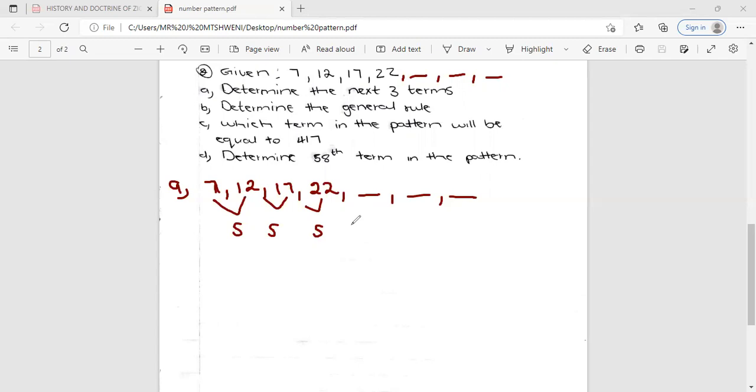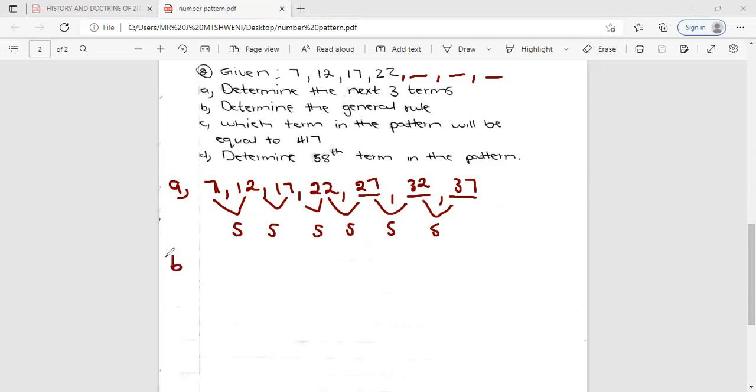So now you say 22 plus 5, then you find 27. 27 plus 5, then you find 32. 32 plus 5, then you find 37. Then you'll be given approximately 3 marks or 1, depends on the question. We have found the next 3 terms.